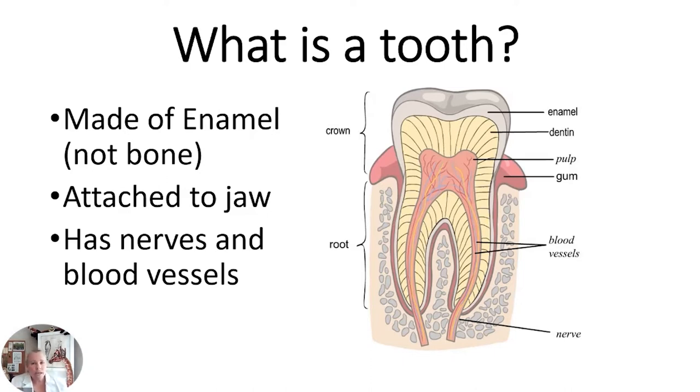So that outside enamel is super hard. So when you're chewing things, that's what allows you to crush and chew and bite things to make things smaller so that you can digest it, so that you can eat it. But if something breaks that enamel, if something cracks it, or you get a cavity, it can get down to that next layer called the dentin. And if it gets down to there, then that's when you start to have a toothache.